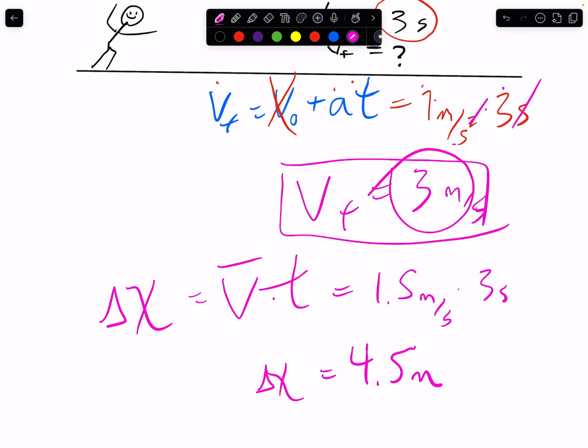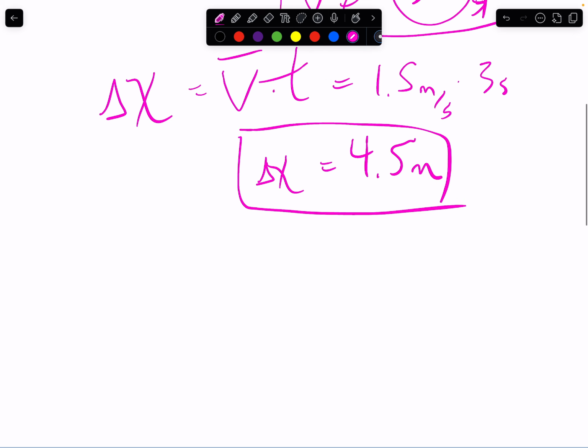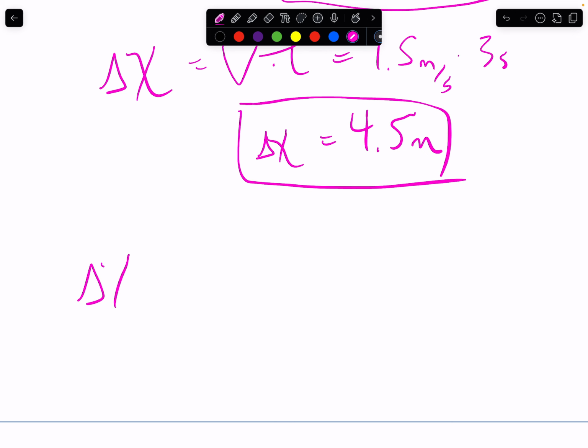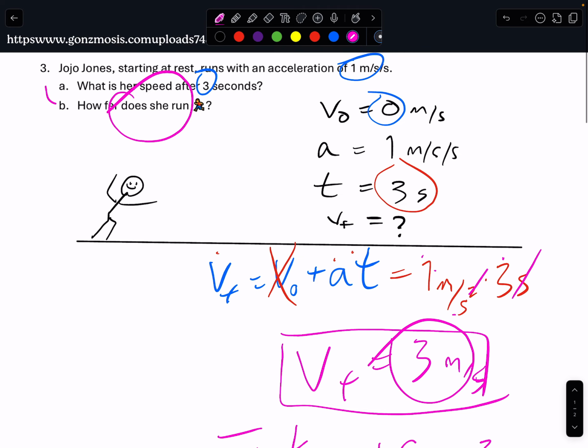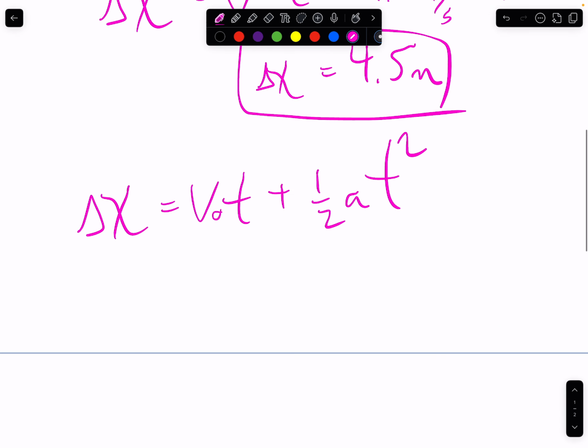The other way to get this displacement is we've got this handy equation that goes delta x is equal to V naught times T plus 1/2 A T squared. So JoJo Jones starts off at rest. So that means that V naught is 0. And then 0 times T is 0.